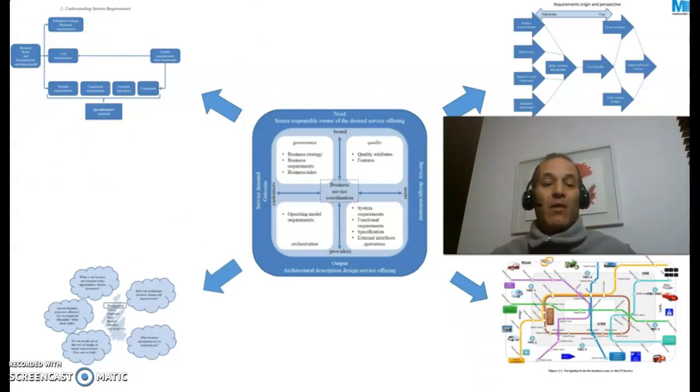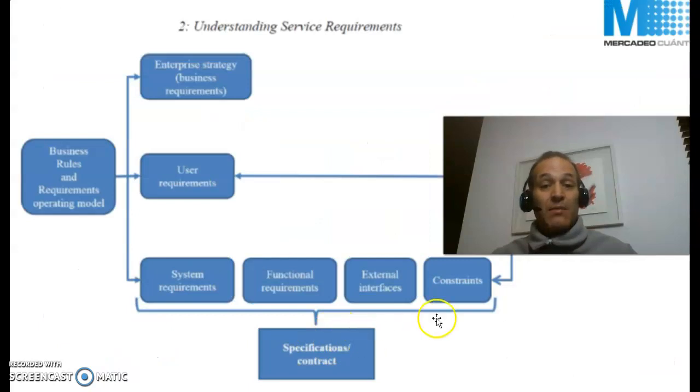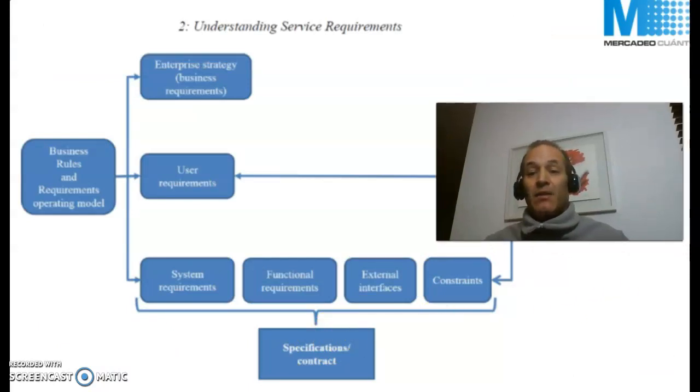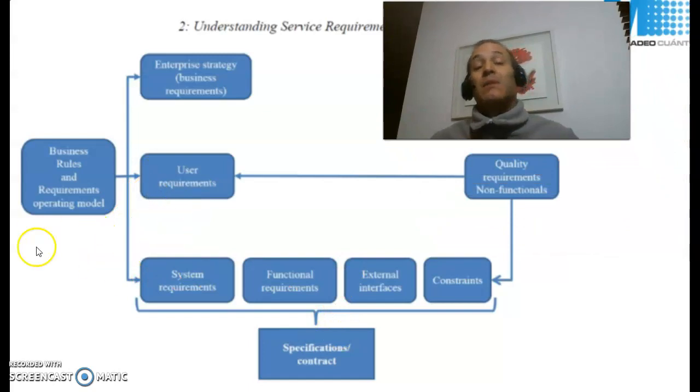This is talking about the roadmap for service requirements. The roadmap for service requirements is ultimately talking about the business rules and requirements, the operating model that we're going to use, and also taking into consideration all the time the strategy of the business or the enterprise. Where is the business going? And the user requirements: what do they need? What are the different segments? What are the different ultimate needs that need to be pleased?